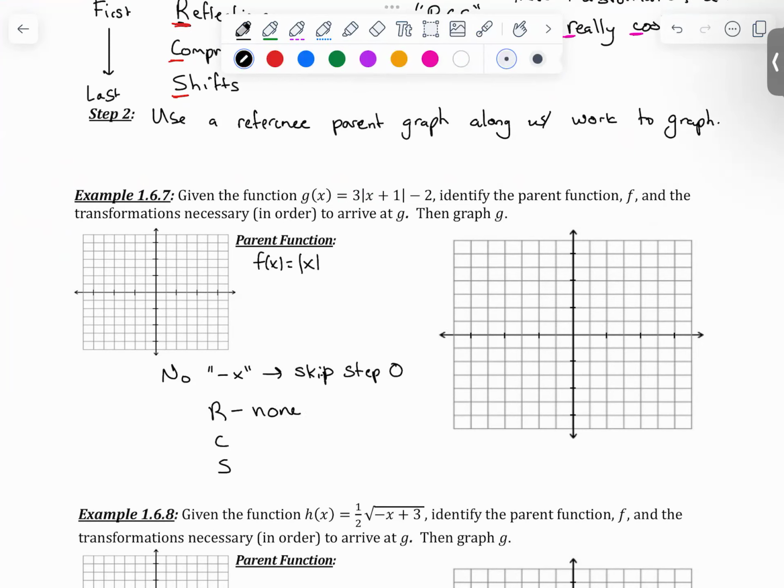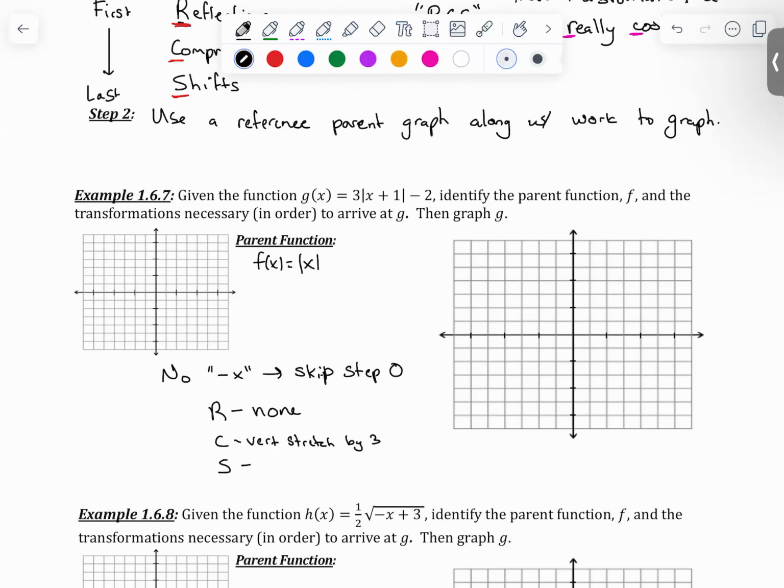Compressions or stretches, there is one. There's a vertical stretch by a factor of 3. So vertical stretch by 3. And there's no horizontal one, even if we don't go over them, there are none here. And then we talk about shifts. It doesn't matter if you do the vertical shift or the horizontal shift, as long as you follow my method. It doesn't matter which one you do first.